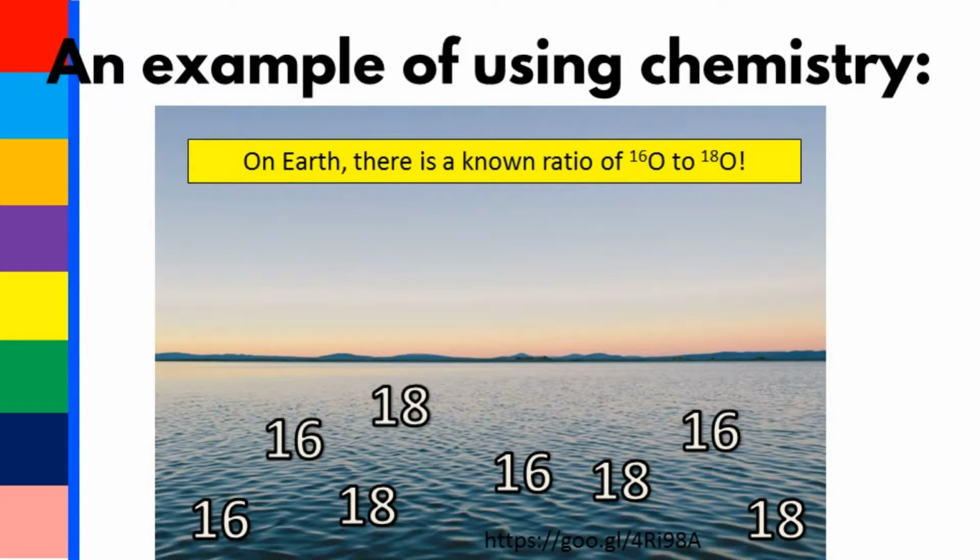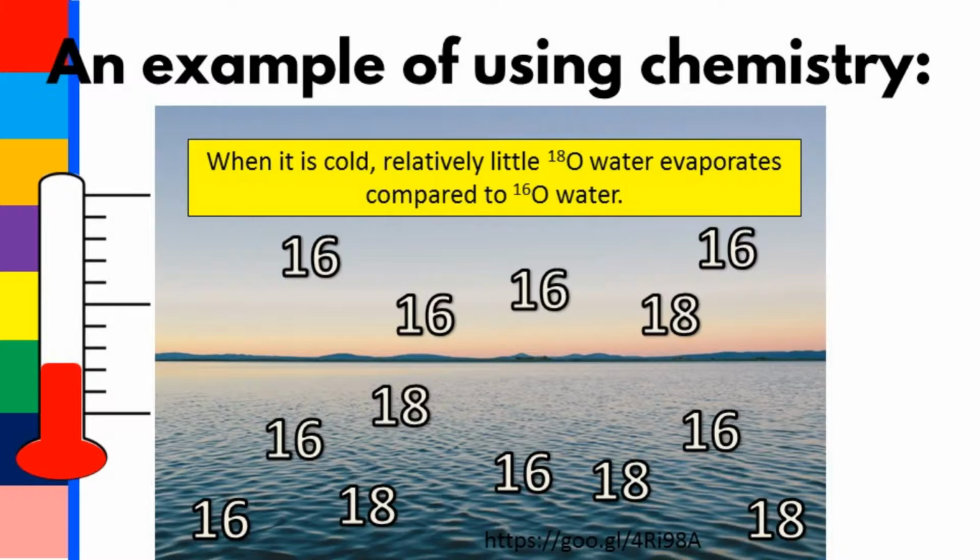In general, those 2 different isotopes of oxygen exist in known ratios in the world's oceans or wherever you want to look. On Earth, there is a certain known mixture of oxygen-16 and oxygen-18. But it turns out there are some physical differences between water that is based on oxygen-16 and water that is based on oxygen-18. In particular, they have different evaporation rates, and their evaporation rates are different functions of temperature. They respond differently to temperature.